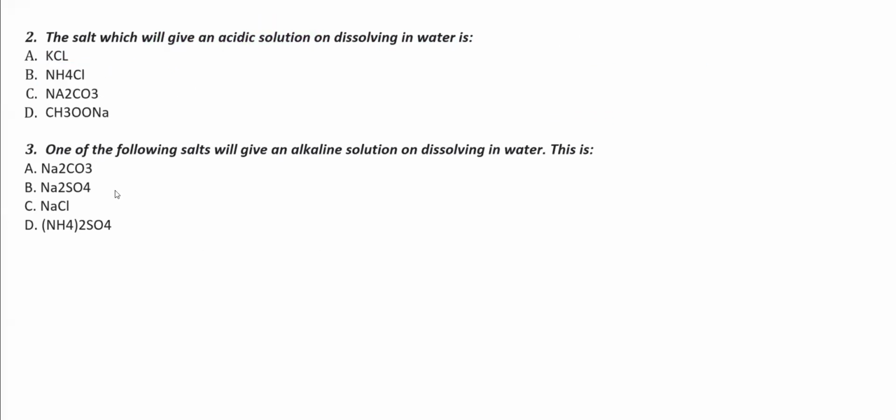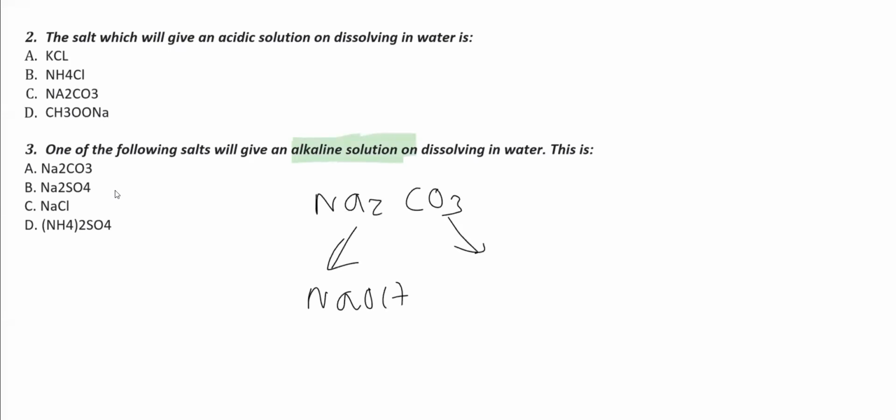Similar to the previous question, this time we have to find an alkaline solution. That means the one which is a basic salt. Let's write one by one. If I write sodium carbonate, Na2CO3, clearly the parent base of this has to be sodium hydroxide, which is a strong base, and carbonate can be carbonic acid, that is H2CO3. You know that carbonic acid is a weak acid, and sodium hydroxide is a strong base. Therefore, the salt will be basic in nature, which will make the solution alkaline.